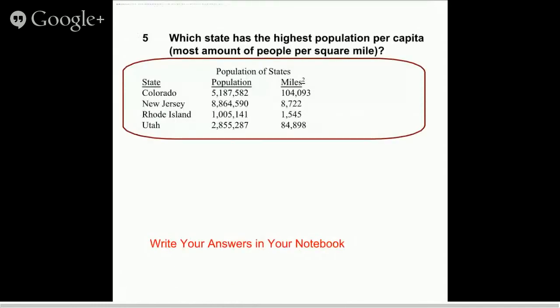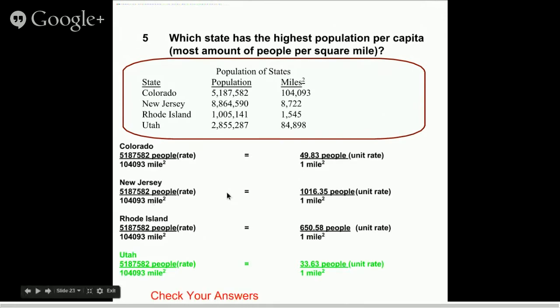Which state has the highest population per capita? Like the most number of people for like the most space. All right. So go ahead and pause it. Do the math on your own. All right. Let's check our answers. So turns out Utah has the most space per people. So there's only 33.63 people in every square mile. But New Jersey and Rhode Island are super small, so they fit more people in each square mile.